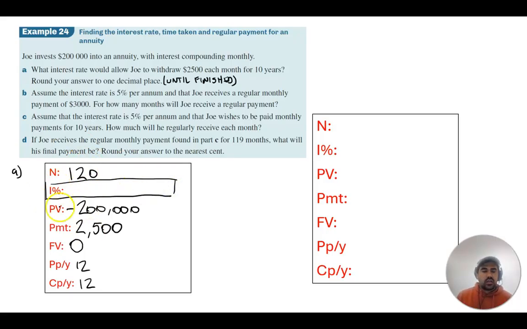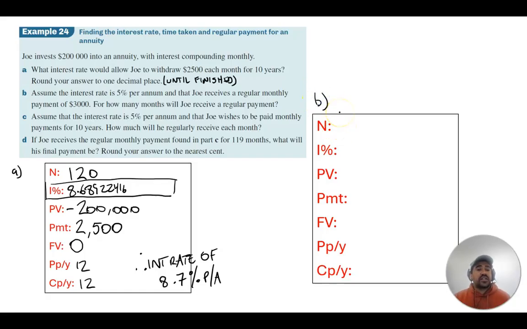So this amount here, you will get 8.68922416. So therefore, an interest rate of 8.7% per annum. It's asking for one decimal place. Now B, it's saying assume that the interest rate is 5% now per annum. So we're not dealing with this 8.7, we're dealing with 5% per annum. And Joe receives a higher regular monthly payment of $3,000. So he's withdrawing more. How many months will this last?